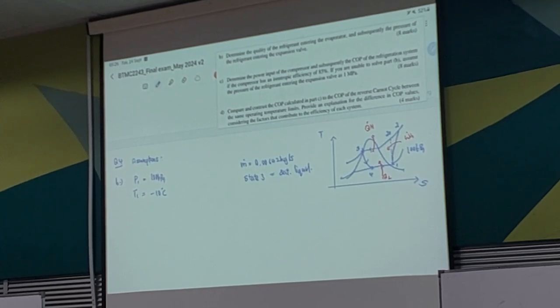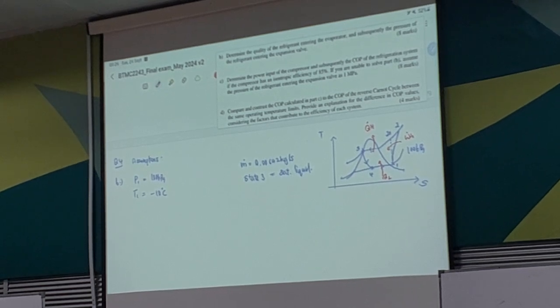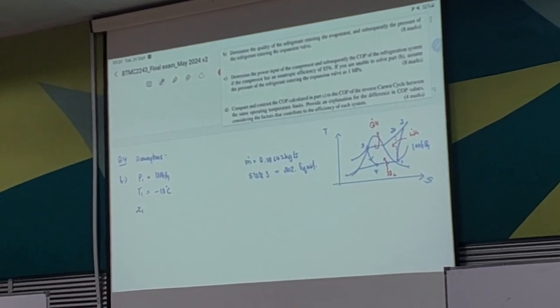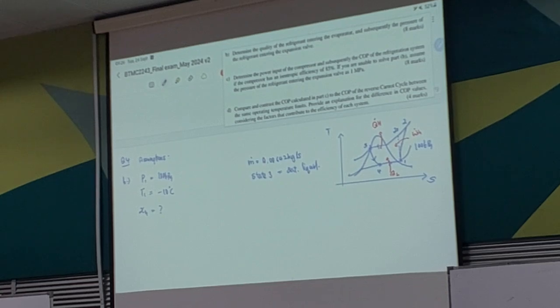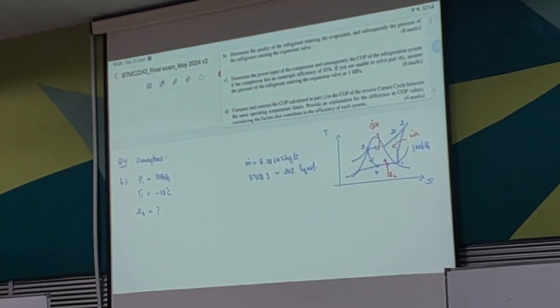So like I said, usually if you follow the way that I ask questions, it's kind of a guide to solve the question. Of course, not all the time, but there is a reason why we like to split them up. Okay, so you look at B. Now, you are asked to determine the quality of the refrigerant entering the evaporator. Meaning, you are asked to find X4. Right, that is the quality of the refrigerant entering the evaporator.